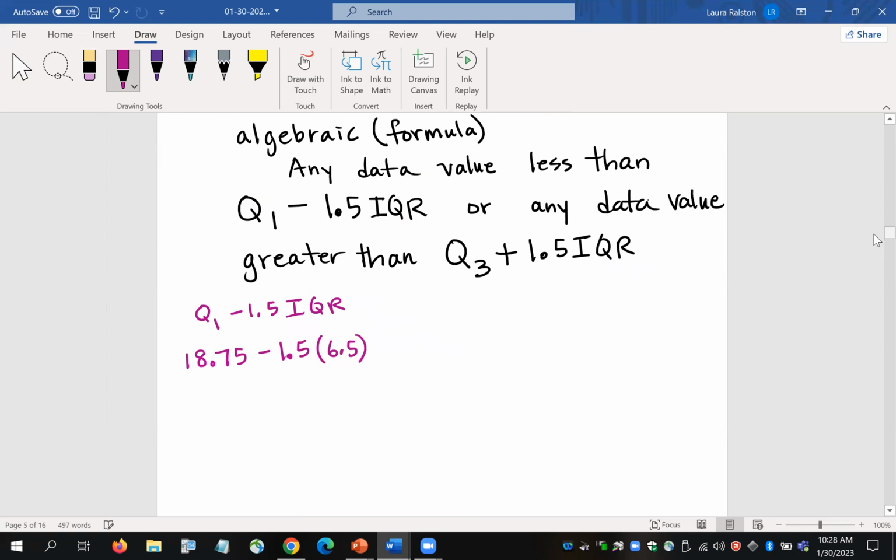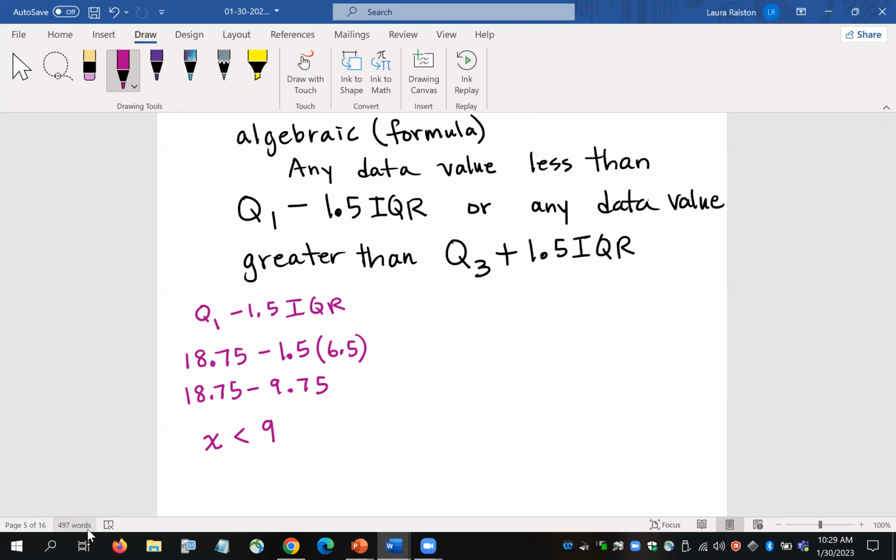Now, guys, it's important that you follow order of operations here. In order of operations, you would multiply 1.5 times 6.5 first, which gives me 9.75. So 18.75 minus 9.75 is 9. So if I have any data value less than 9, it's an outlier.